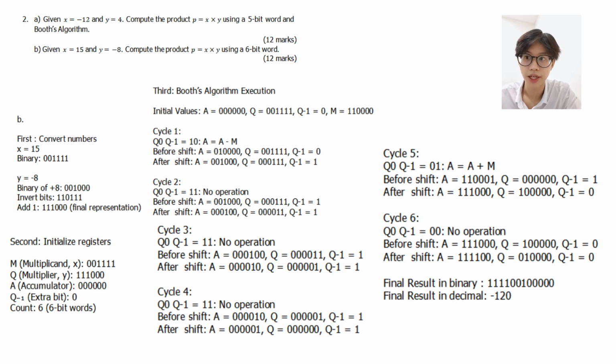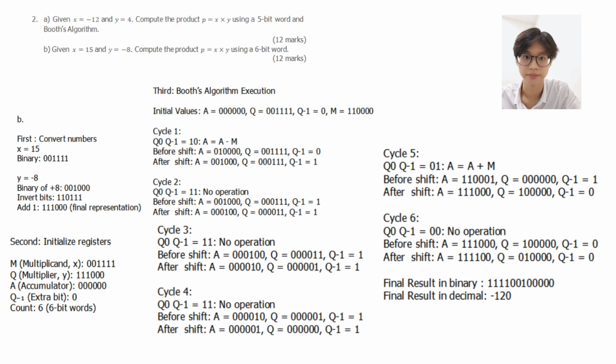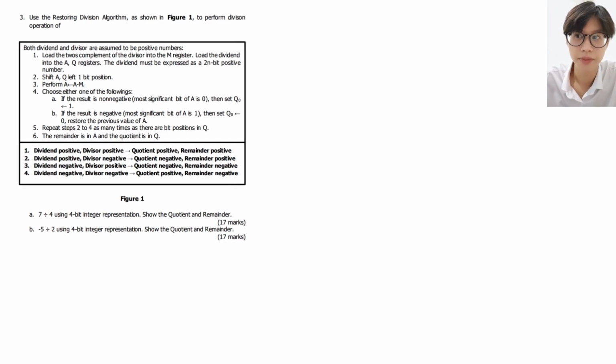And for cycle 5, the operation is A equals A plus M, and then we shift it as usual. For cycle 6, there's no operation needed. We just need to shift it. And then for the final result, we combine the A and Q, and we get 111100010000, which in decimal is negative 120.